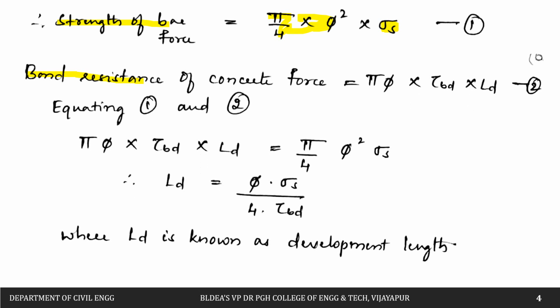Then next is the bond resistance of concrete force. We calculate pi into phi, which gives the circumference, multiplied by the development length LD.